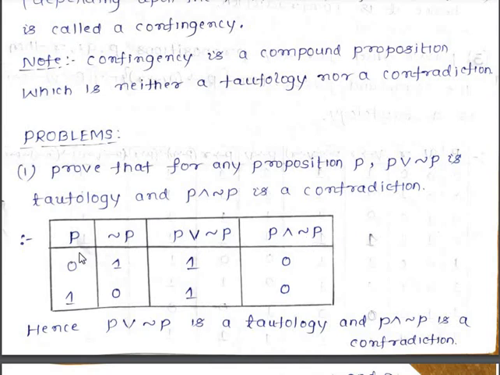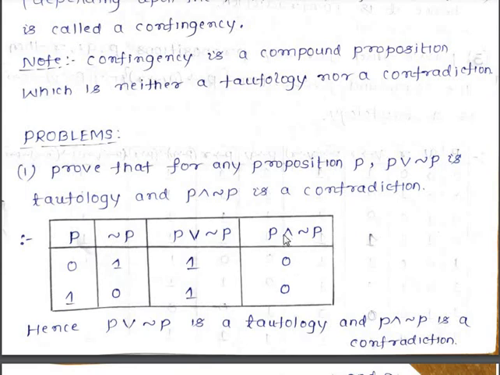Now let us take P and negation P. So if P is 0, negation P will be 1. If P is 1, negation of P will be 0. P or negation P: or means disjunction, which works like addition. 0, 1 gives you 1, 1, 0 gives you 1. So for all the possible values, you got the result as 1. Therefore, P or negation P is a tautology.